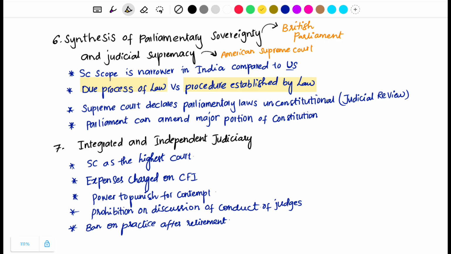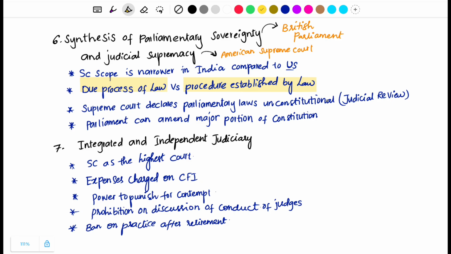In the due process of law, the Supreme Court can override the laws of the Parliament, whereas in the Indian perspective, let's say for an offense, the Parliament has decided a 5-year jail sentence. When the court is trying such cases, only the 5-year principle will come into rule, because it is the procedure established by the Parliament.